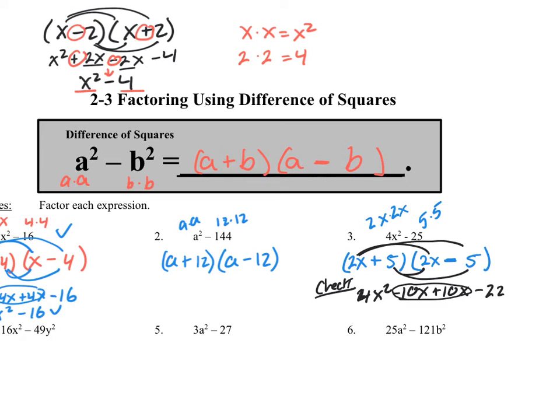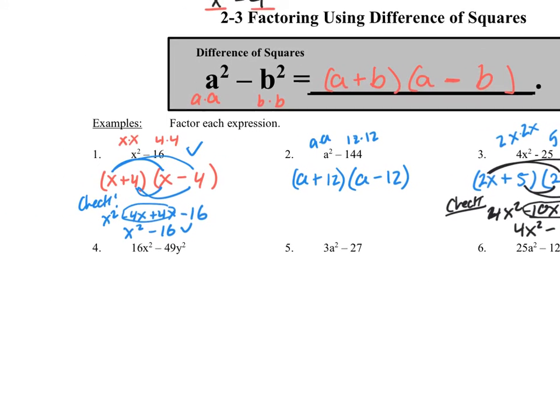Our middle two terms are inverses, or opposites, we sometimes say, right? One's negative, one's positive. So when we combine them, they'll cancel to 0. We'll be left with our 4x squared minus, oops, I wrote 22, I meant 25 there. So we're good. We did it correctly.